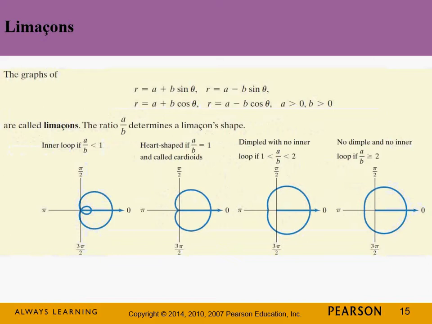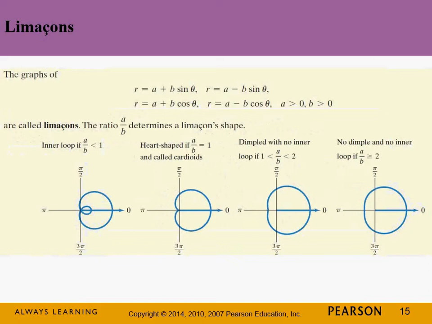We talked about how the ratio of A to B is going to give us either a loop, a cardioid, a dimple, or a non-dimple. We'll see what they look like here in a second. There we go. So here is the picture of our Limassols.